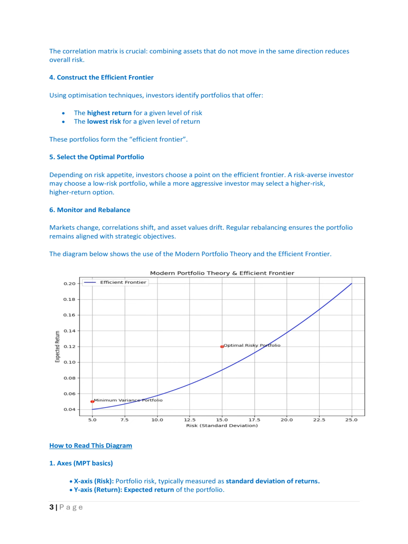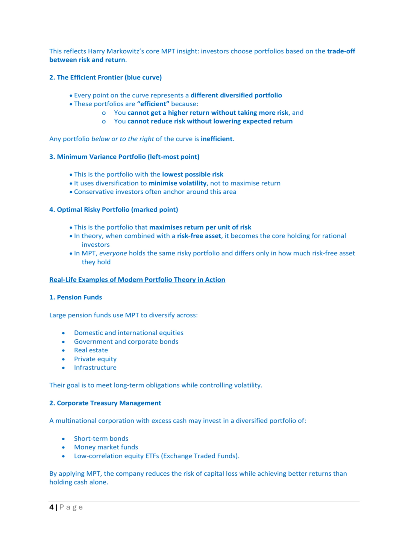The diagram illustrates this concept, showing the efficient frontier curve where the x-axis measures risk as standard deviation, and the y-axis shows the expected return, helping investors visualize where different portfolios fall along the risk-return spectrum. This idea from Harry Markowitz highlights that investors need to balance risk and return when choosing portfolios. The efficient frontier, shown by the blue curve, represents all the possible diversified portfolios that are considered efficient because you cannot increase return without also increasing risk, nor can you reduce risk without lowering expected return. Any portfolio below or to the right of this curve is inefficient.